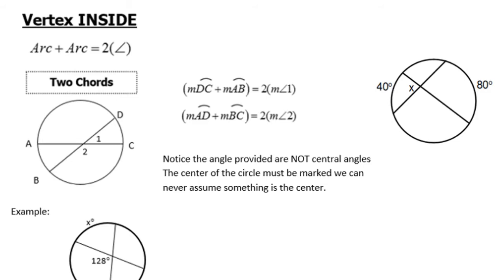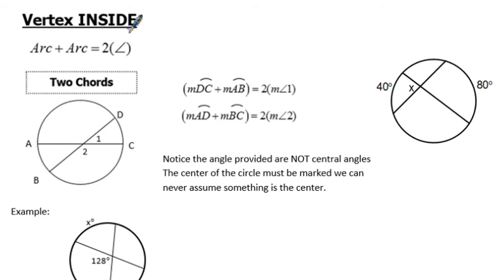So in Section 2, we talked about central angles, and just as a reminder, the central angle formula is that the arc is equal to the angle. In Section 3, we talked about if the vertex is on the circle, it was an inscribed angle, and the formula for that was arc equals 2 times the angle.